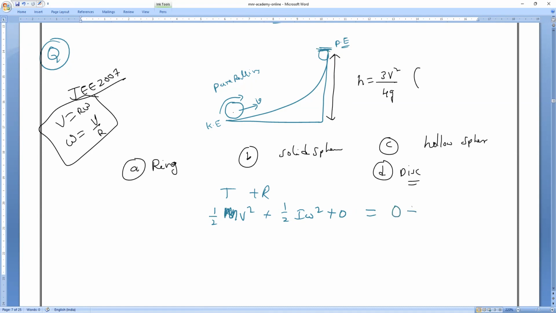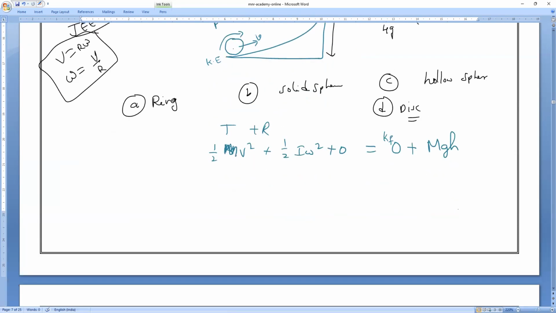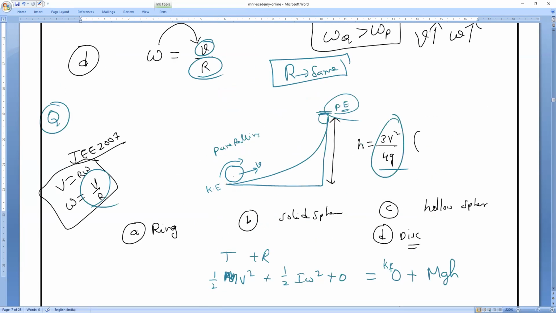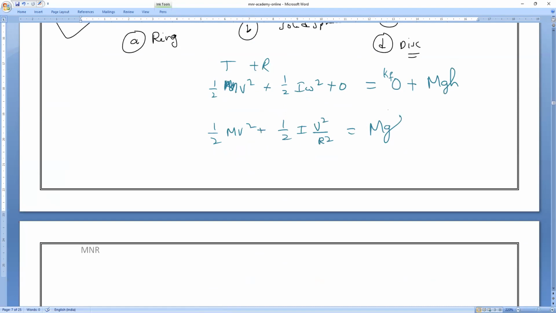So final kinetic energy 0, plus final potential energy, what? Everybody, mgh. Am I right or wrong? So now half m v square plus half I, in place of omega, what can I write, everybody? Omega is v by r. So v square by r square is equals to m g h. H means what? Given in the question, check it. What is the h value? 3v square by 2g or 4g? 4g. Okay, that is what you have to remember.